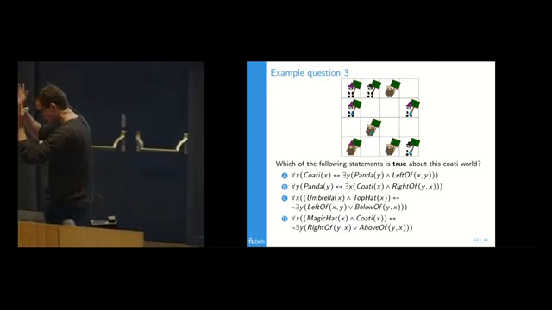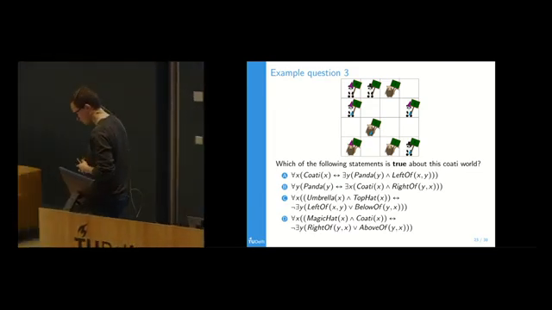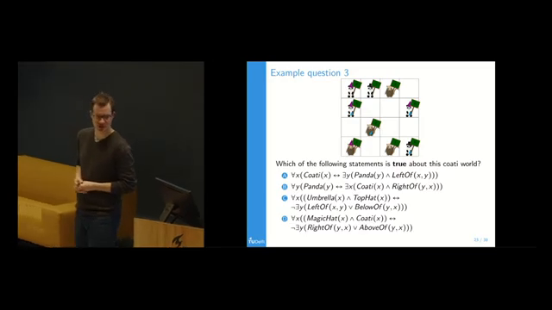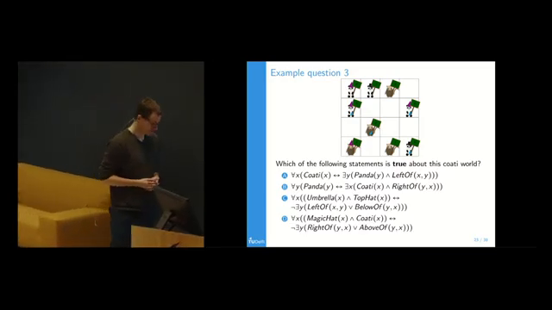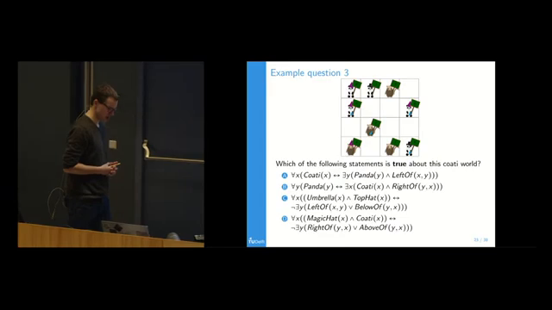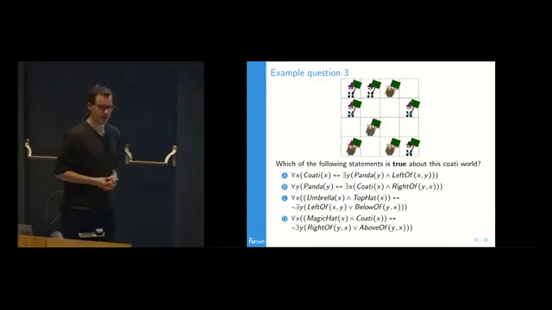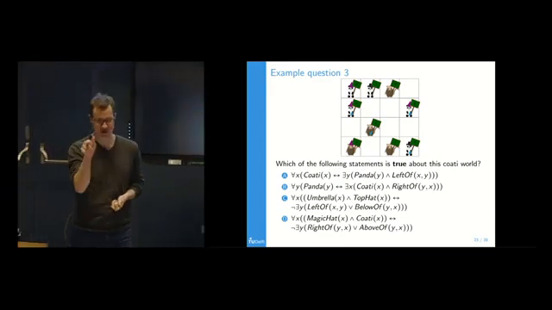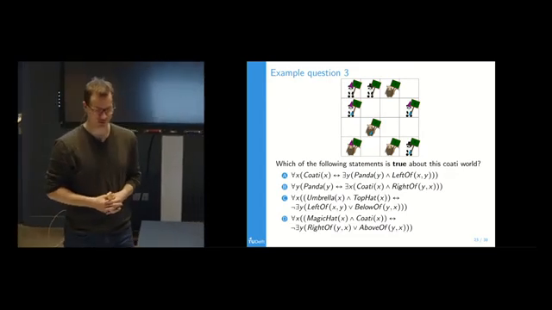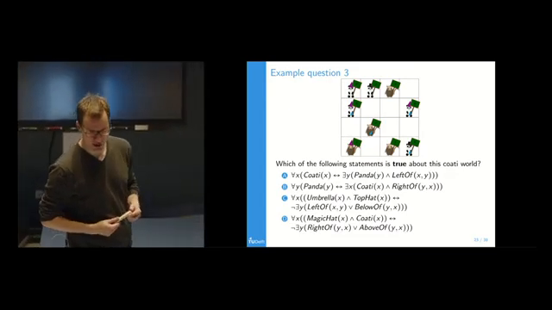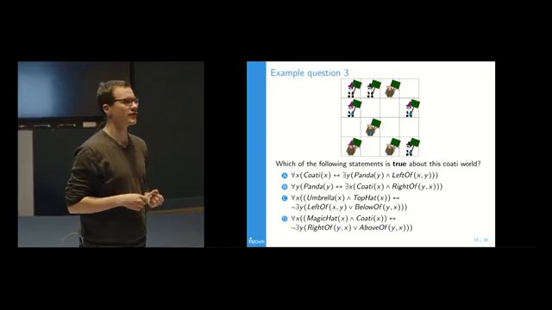Well, the upside down A was for all. So the first statement reads, for all x, x is a coati if and only if, that's what this arrow represents, there exists a y such that y is a panda and x is to the left of y.